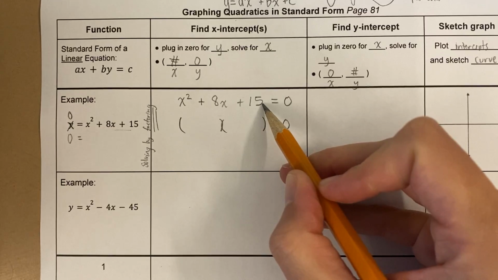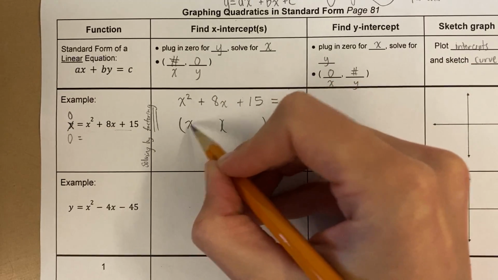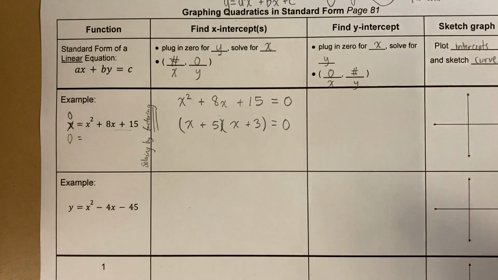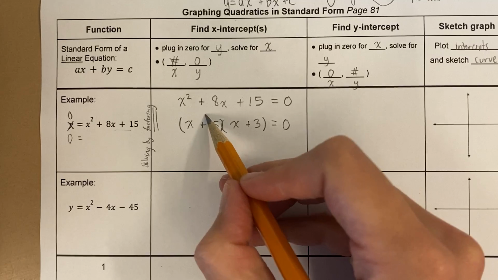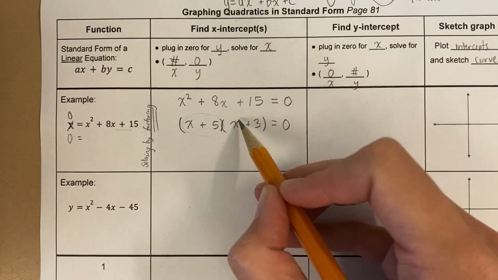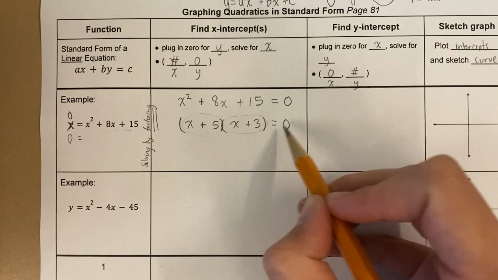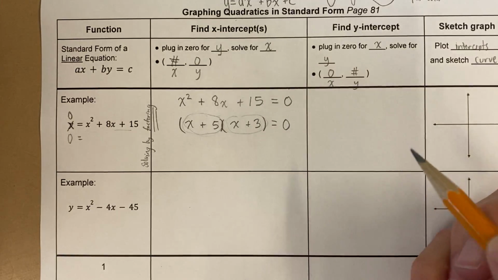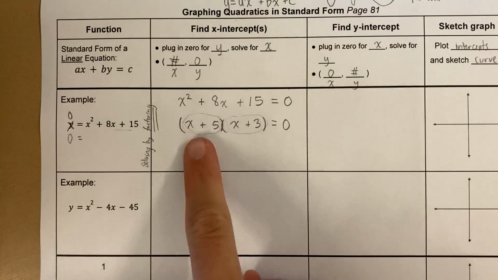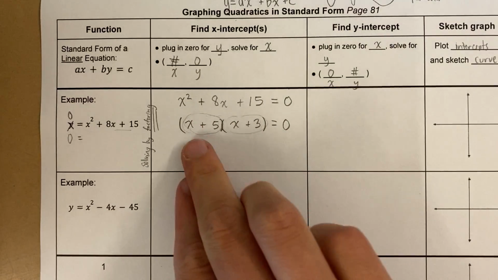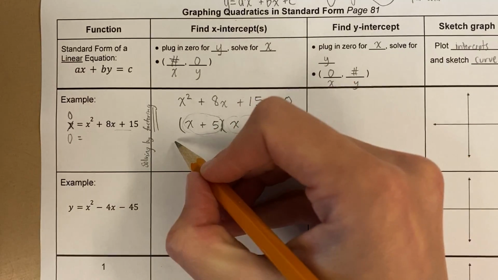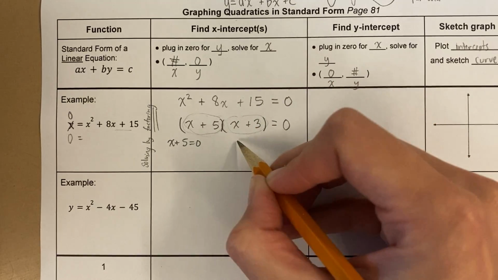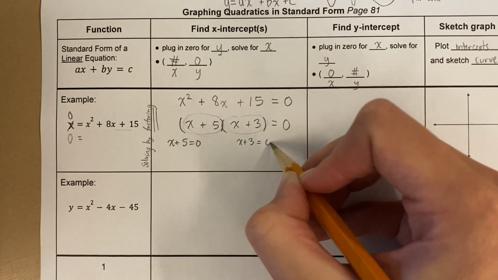I need two numbers that multiply to 15 and add to 8. Those two numbers are 5 and 3. Now, look what I have. This is a number. This number times this number equals 0. Now, what do I know? I know that if I multiply a number times a number and it equals 0, that either this number or this number has to equal 0. So either this number, x plus 5, equals 0, or this number, x plus 3 equals 0.